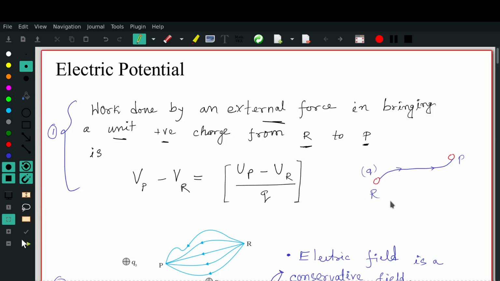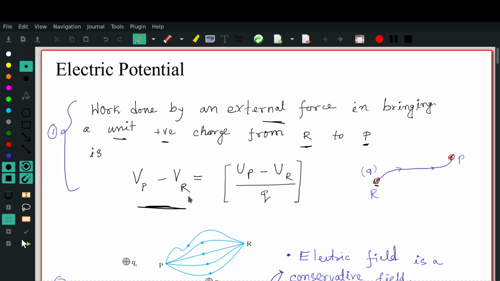Visually, let's say your charge was initially at this point, call it R, okay? And there is some kind of external force acting on the charge Q, which is bringing the charge from point R to point P. The amount of work done per unit charge is what we call our potential. The potential is always a relative quantity, so you always measure it with respect to some point.